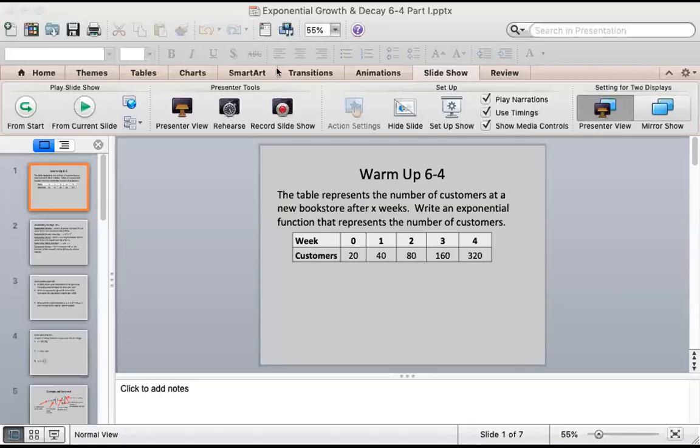Hello, algebra students. We're going to work on some exponential growth and decay problems today. So I'm going to share my screen and start the presentation. You're going to want to grab a piece of paper to start today's warm-up.